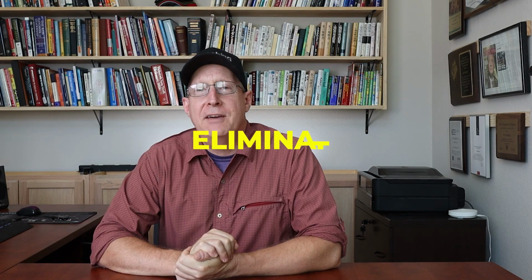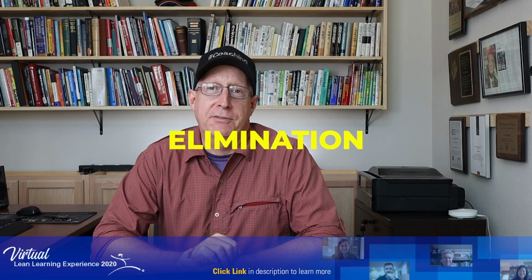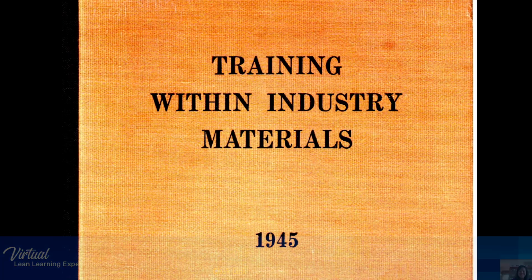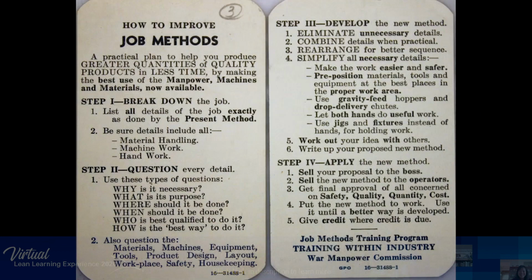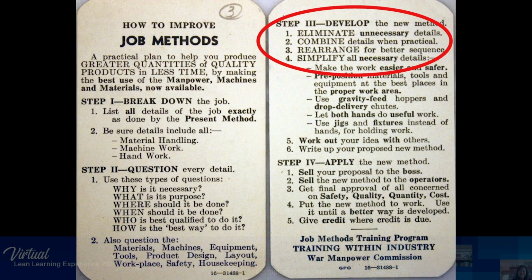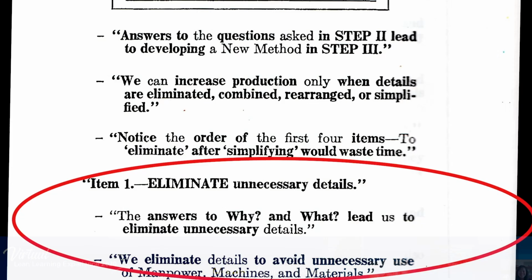Okay, let's dive into the E for elimination part of ECRS. The roots of this, as I mentioned in the previous video, come from the TWI Job Methods course and the concept of eliminating unnecessary details. That was a phrase they coined and used in the book, and they had specific types and examples. And eventually in Toyota this morphed into the concept of elimination of waste and the 7 types of waste. But it doesn't end just there.